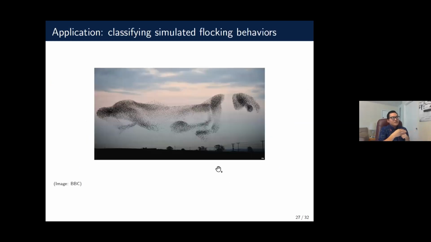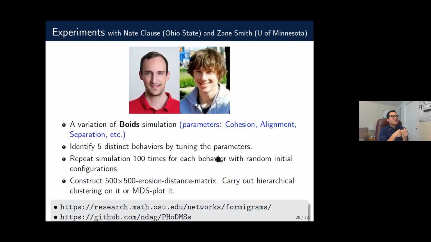So let me introduce an experiment we carried out using this spatiotemporal Gaussian homology. We classified simulated blocking behaviors using our framework. This experiment was carried out with Nate Close and Jane Smith, who are PhD students at Ohio State and University of Minnesota, respectively. For doing that, we used the so-called boid simulation. Let me show you the simulation briefly.